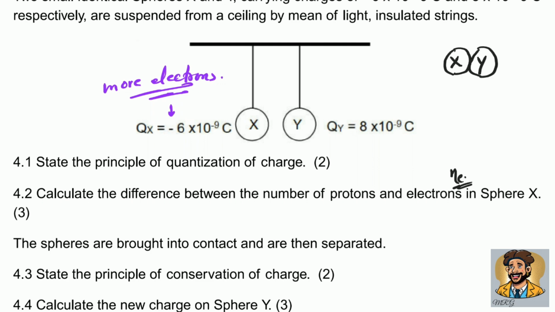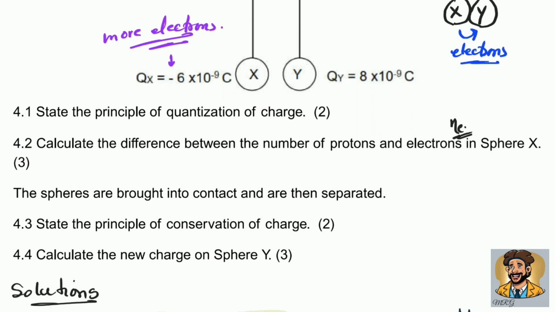When the 2 spheres are in contact, electrons are going to move from X to Y. Why are electrons going to move there? They move because X has more electrons than Y. So electrons will move. Alright? And when they separate, they will have equal charges. We can do that question right here, question 4.4.